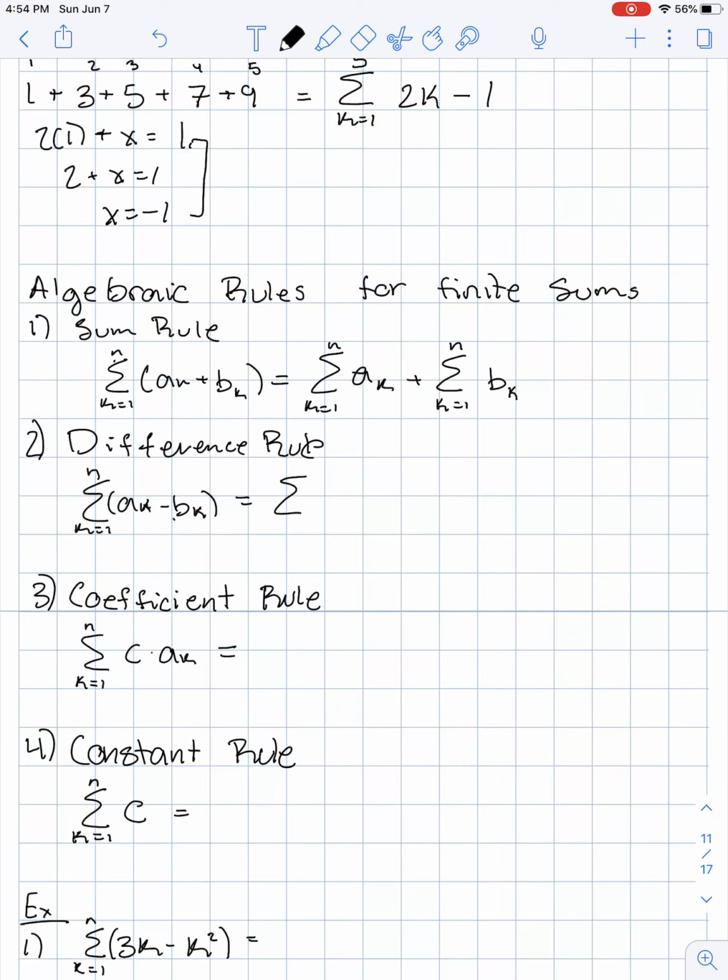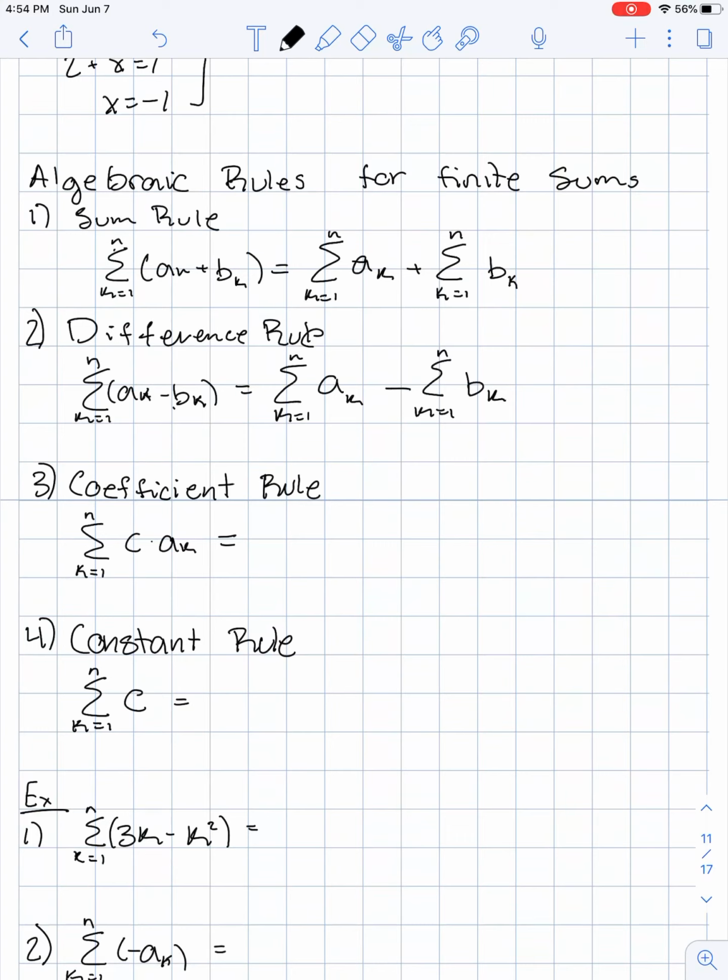Similar with the difference rule. If I have the sum of A_k minus B_k, I can add up all of the A's from 1 to n. And then, since all of the B's are being subtracted from the A's, I can subtract once I add up all of the B's. That one actually comes from the coefficient rule, meaning what we saw last section where I had everything multiplied by delta x, and I can just pull that delta x right out and then add everybody together.